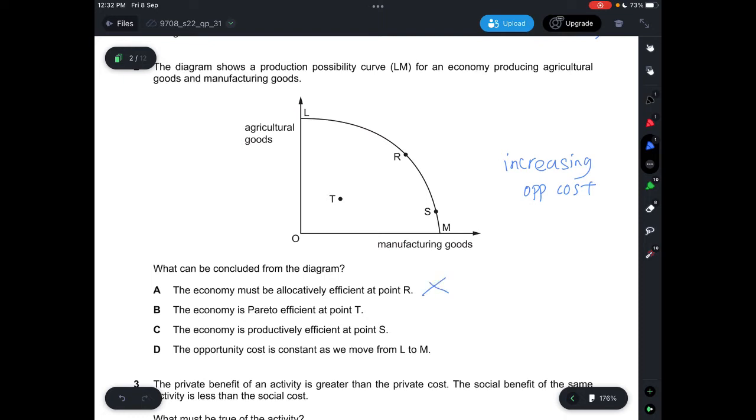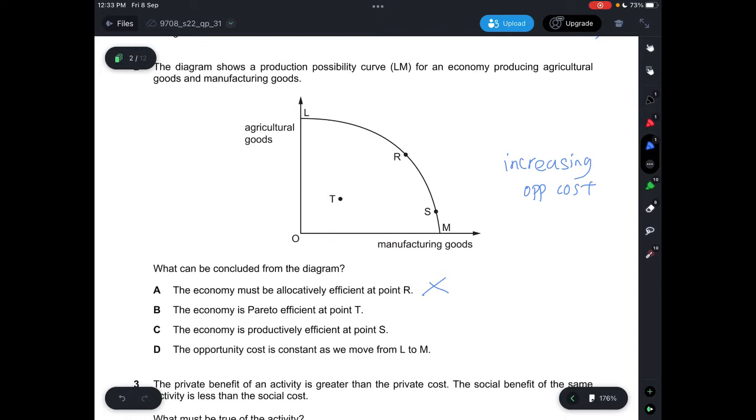PPC actually shows the maximum combination of two goods that an economy could produce. So factoring in this statement, this means that this PPC curve does not take into account allocative efficiency, but only productive efficiency, because we are trying to produce as efficiently as possible when it comes to productivity. So if you touch the lines like S and L, this means that you could produce up to the point where you'll be able to have productive efficiency but not allocative efficiency.